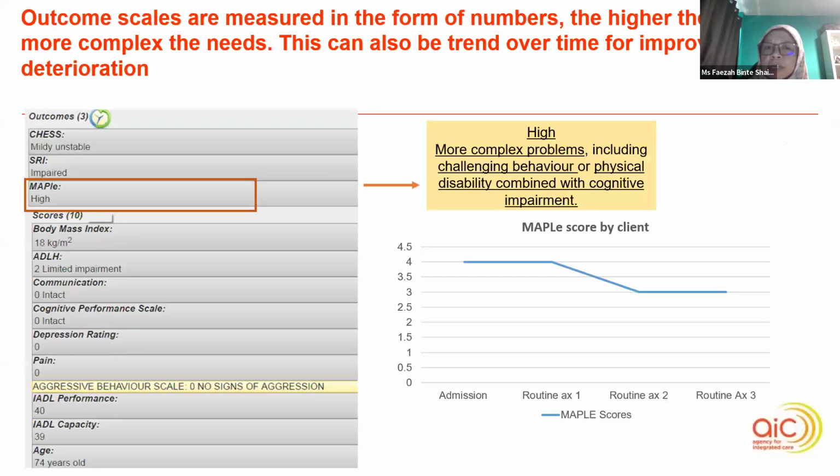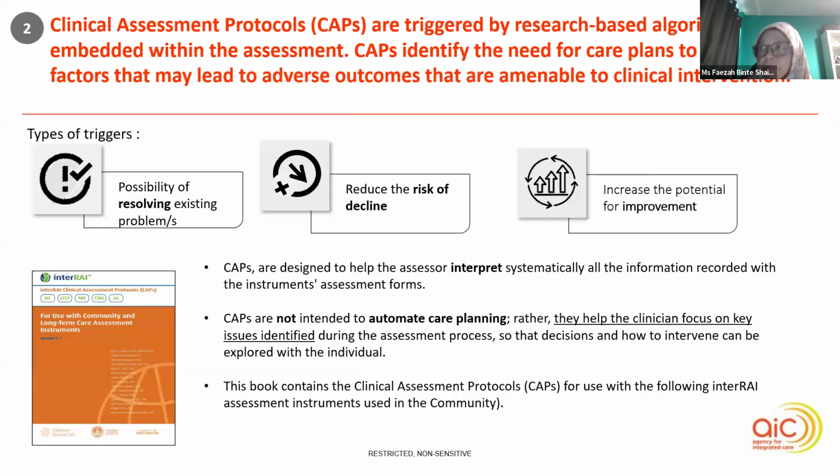What I am showing you here is how people can use the outcome scale over time to trend the improvement, or whether your resident plateaus, or whether they actually decline in terms of certain needs. This is a snapshot of the system that we have built in, which also comes with a report function you can generate yourself, to track over time and trend how your resident or your client is doing. So that's how you use the outcome scale from InterRAI.